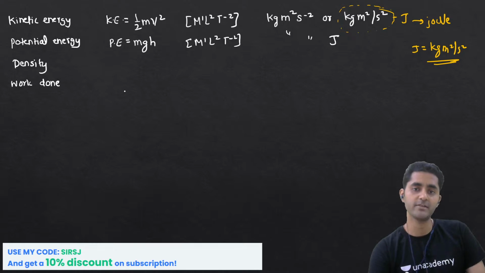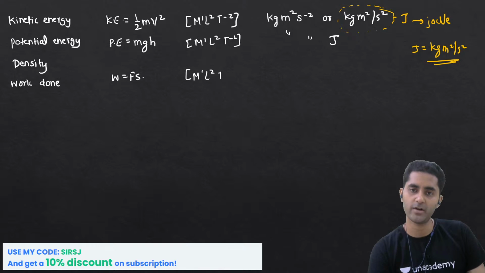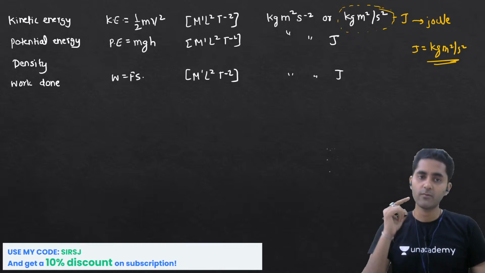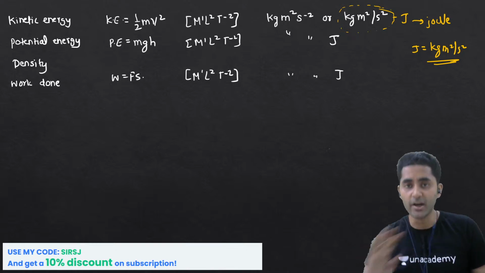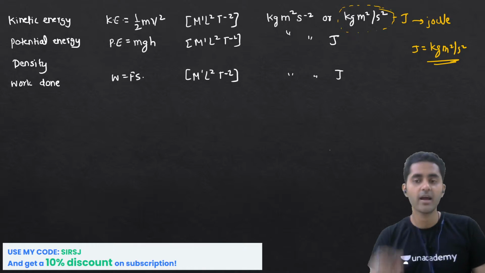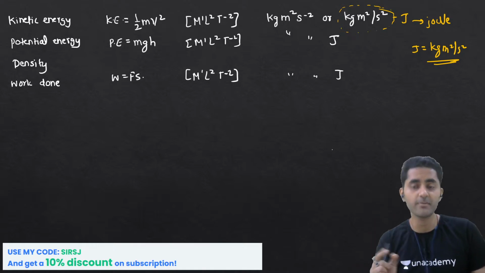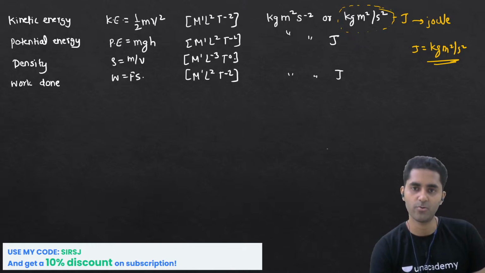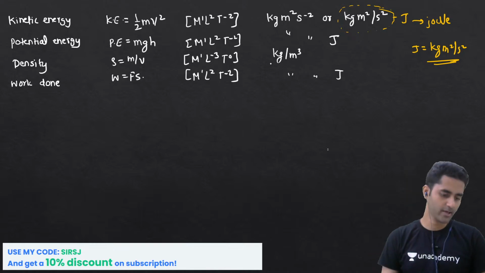If you calculate work done, we have just calculated work done over here, force into displacement, and we got the same dimension, m1, l2, t minus 2, with the same unit. So for work done, potential energy and kinetic energy, or any kind of energy, you have the same dimensions and the same unit, joule, and joule is nothing but kg meter square per second square, right? Density you can calculate. We just calculated density is mass upon volume, and we calculated it was m1, l minus 3 and t 0, and the unit you will get is kg per meter cube. Okay, so I hope you have understood it.